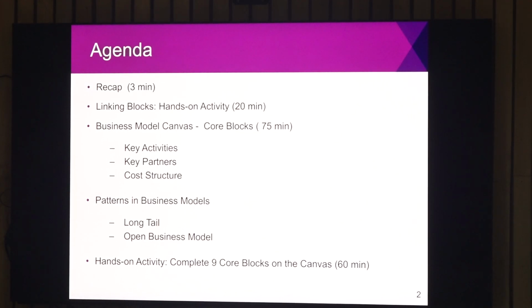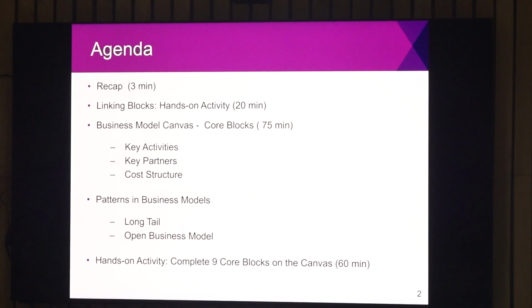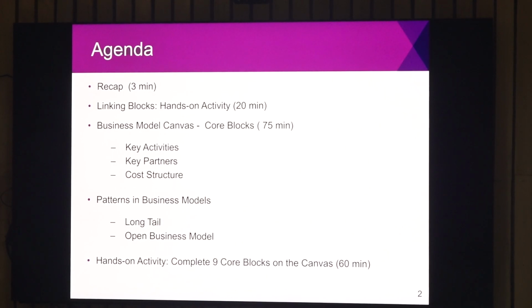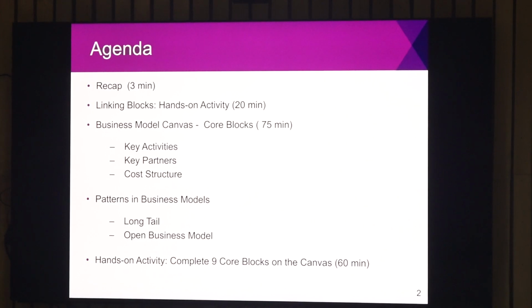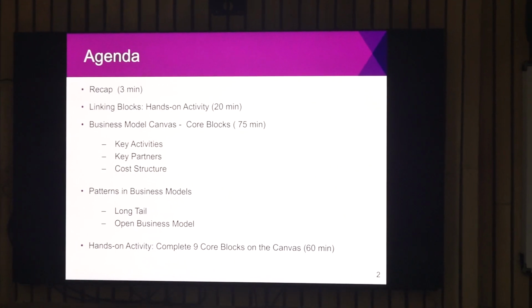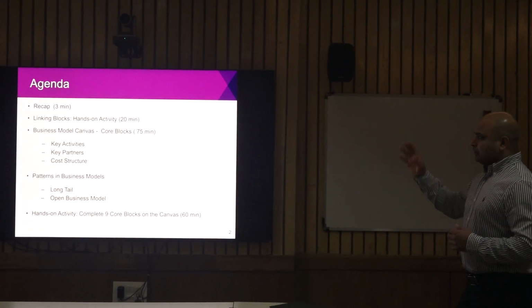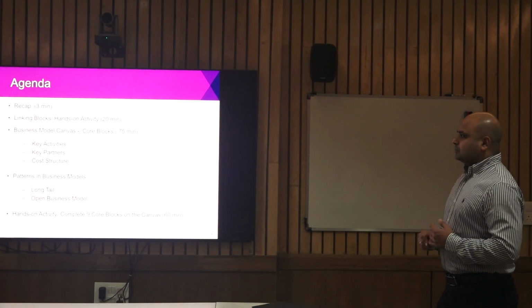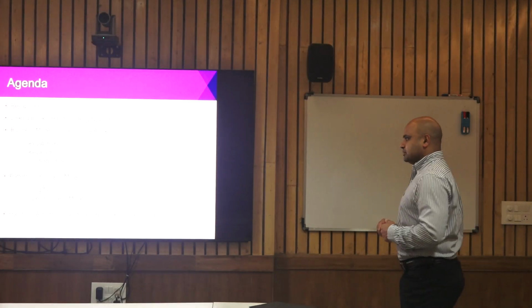And that should go through the revenue streams. I'll show you how to do this very simply. Before that, we look at linking blocks. Roughly about 20 minutes, I allow you to spend some time to try to link your current business model canvas. Then we look at the remaining 3 blocks, which are key activities, key partners, and cost structure.